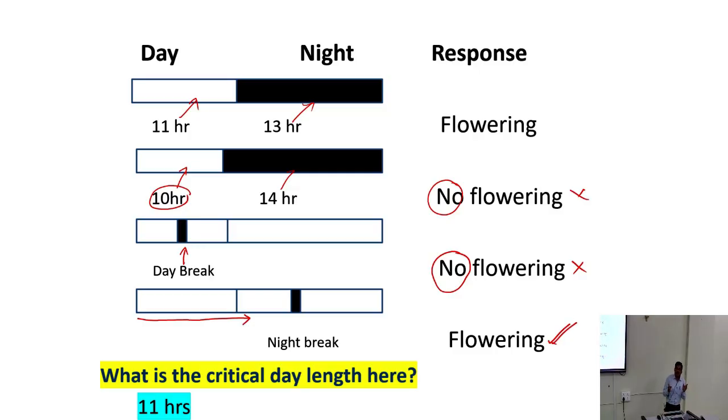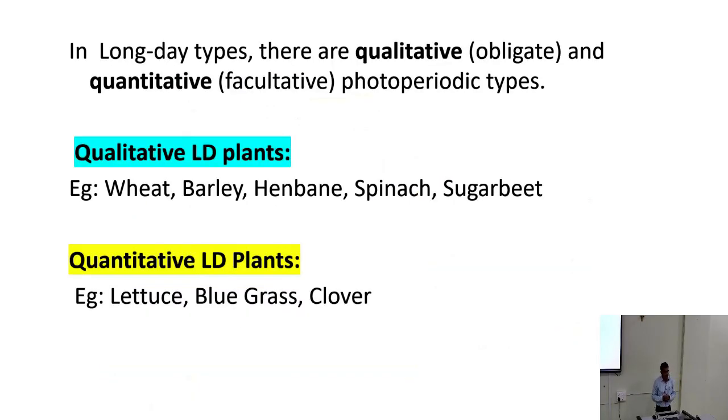So in all the cases, in both short day and long day conditions, what we have to see here is if it is achieving that critical day length. If it flowers with more than the critical day length, it is a long day plant. If it flowers with less than the critical day length, then that is going to be a short day condition.